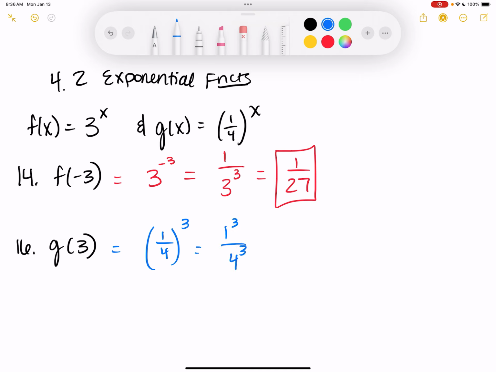You would not have to write this step. This is just as a refresher on exponent rules for you. So on top, 1 cubed is just 1. What's 4 cubed? It's 4 times 4, 16 times 4, 64. So it would be 1/64.